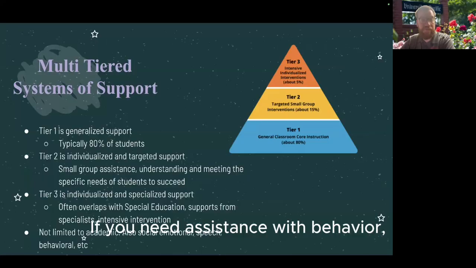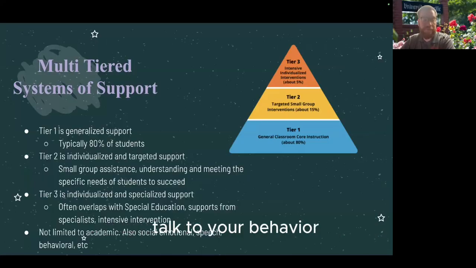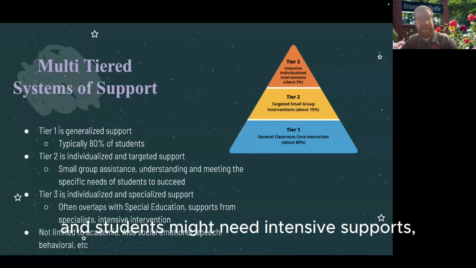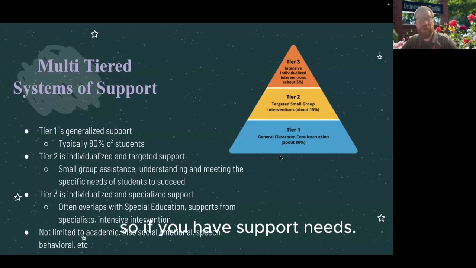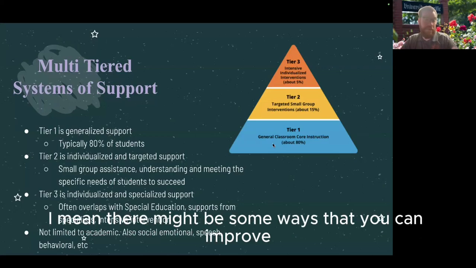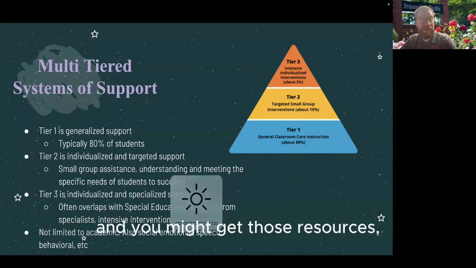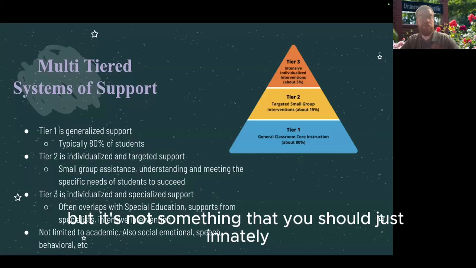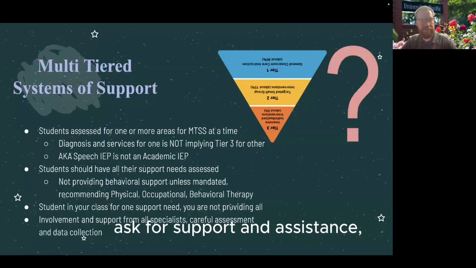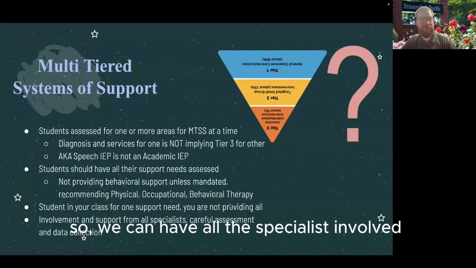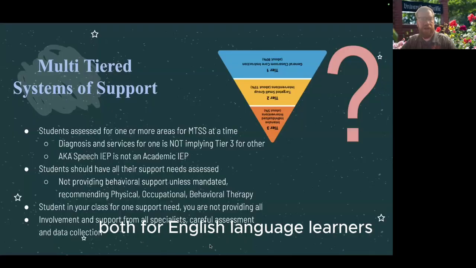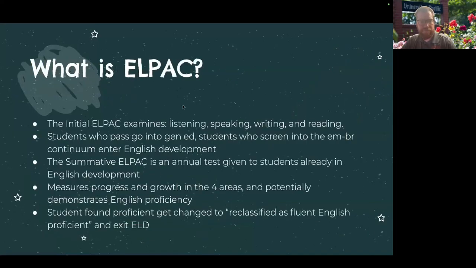If you need assistance with behavior, talk to your behavior specialist or your licensed school psychologist. And students might need intensive supports. So if you have support needs, please ask, because it's not that you're not doing enough. There might be some ways that you can improve and you might get those resources, but it's not something that you should just innately be able to handle on your own. So please ask for support and assistance so that we can have all the specialists involved and have careful assessment and data collection, both for English language learners and for native English speakers.